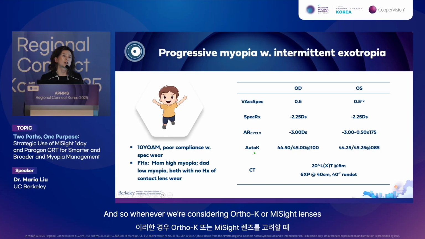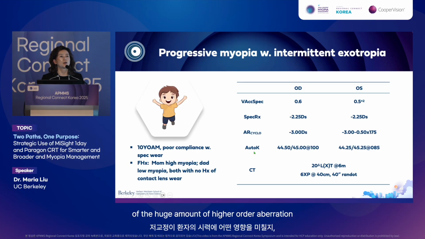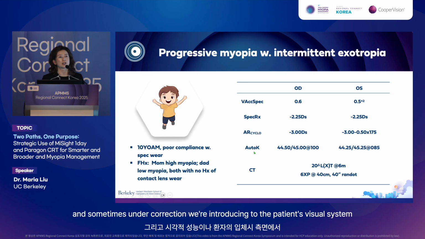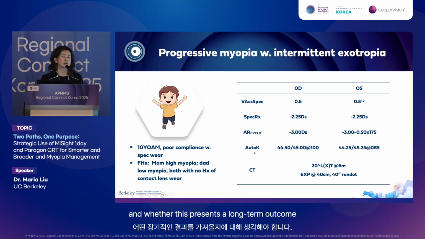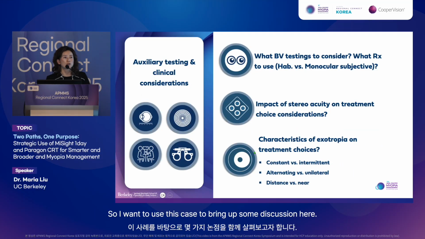And so whenever we're considering ortho-K or MiSight lenses, we really want to think about what would be the impact of the huge amount of higher order aberration and sometimes undercorrection we're introducing to the patient's visual system, and whether this presents a long-term outcome in terms of the visual performance or the patient's stereopsis. Fortunately, at near, without correction, he has pretty good stereopsis. So I want to use this case to bring up some discussion here.